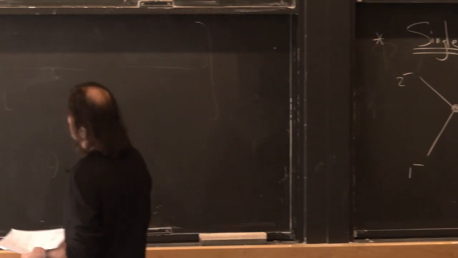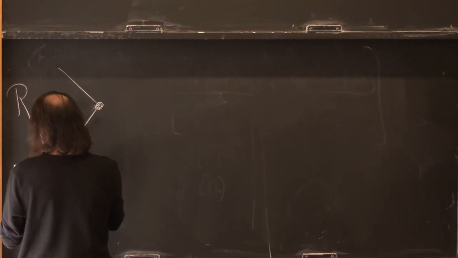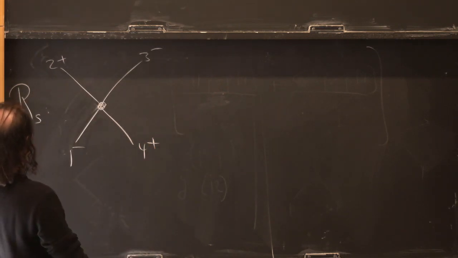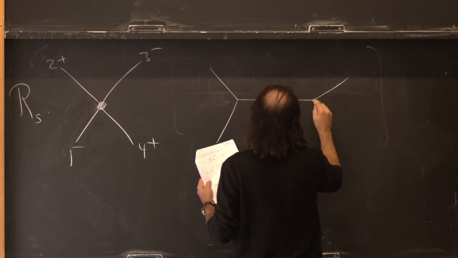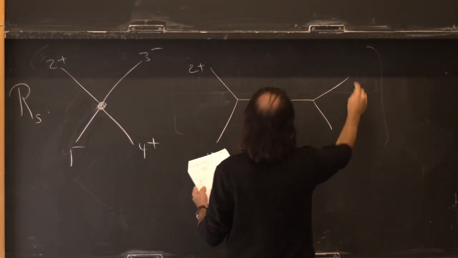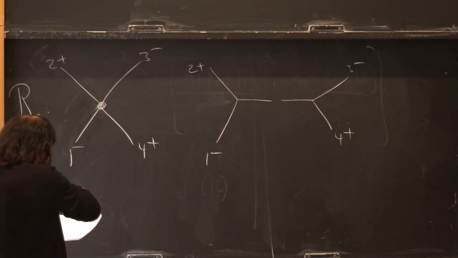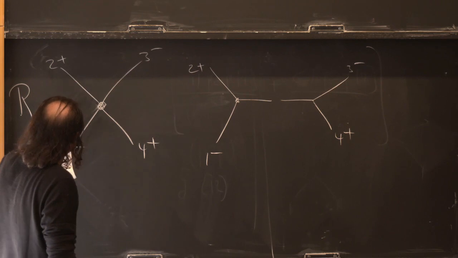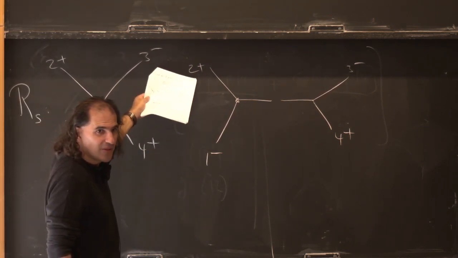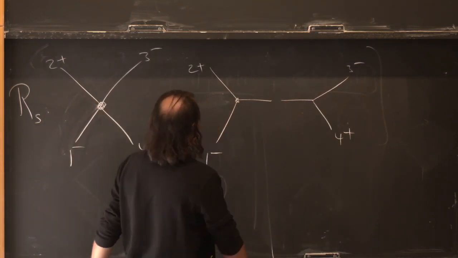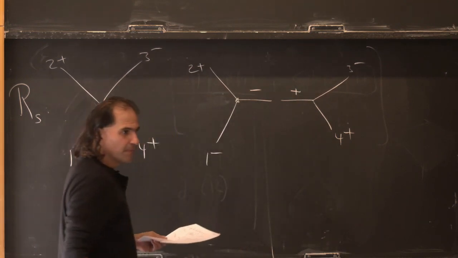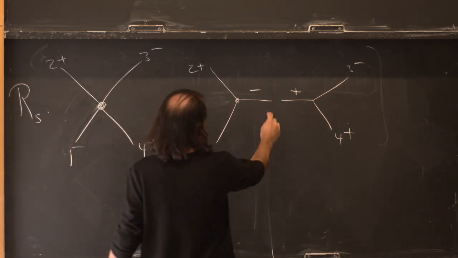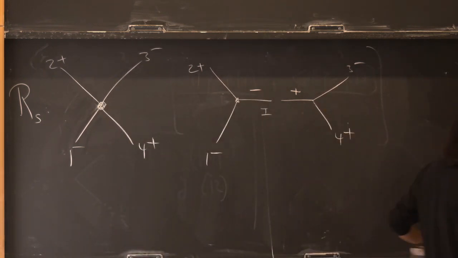But first, let's just do the same exercise. Let's compute the residue in S. So I want to compute the residue in S for this scattering process, 1 minus 2 plus 3 minus 4 plus. And let me imagine that I'm in the configuration that I've approached this residue in S by making, let's say, the lambda tildes of 1 and 2 parallel to each other, and the lambdas on the other side parallel to each other. So that here what I have is, say, a minus helicity, and here I have a plus helicity. The same argument goes through in every other way that you could do it, but let's focus on this one. All right, so again, this is the intermediate line I, and let's work out what this residue is.